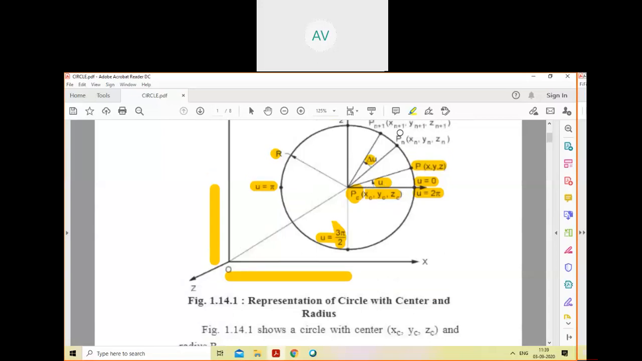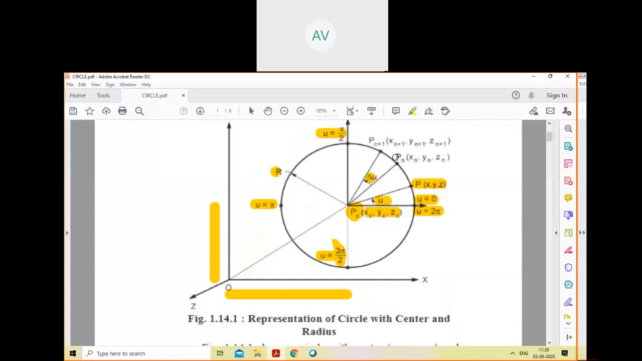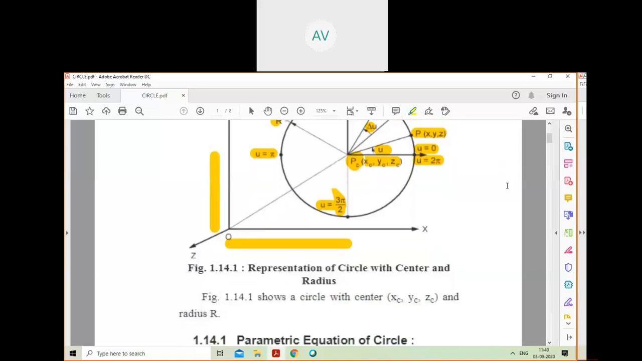But the next point is Pn, with coordinates xn, yn, zn. Then again the next point will come, Pn plus 1, with xn plus 1, yn plus 1, zn plus 1. Every time you have to add the incremental angle to the base u angle, so it will be very difficult for calculation purposes. That's why, using the recursive method, we will find one generalized parametric equation, through which at any point you can calculate the coordinates on the arc of the circle.